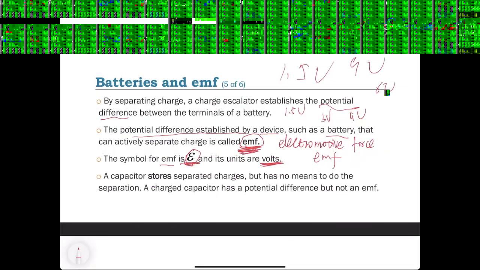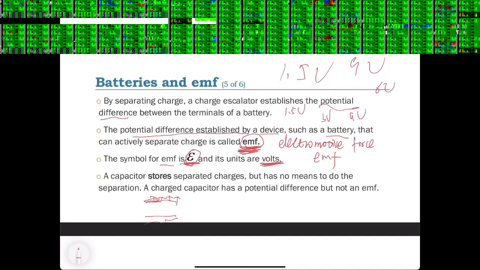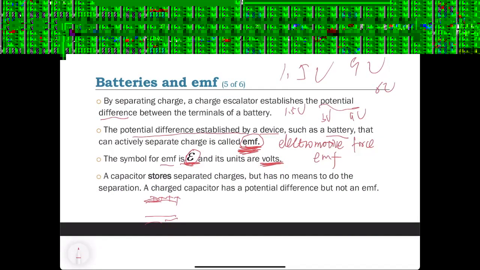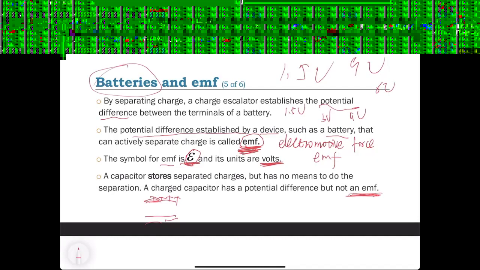The capacitor stores separated charges, but has no means to do the separation. The capacitor just stores the charges, negative, positive, positive, negative, but it has no means to do the separation. A charged capacitor has a potential difference, but not an EMF. The EMF is specific to batteries. Okay, the rating of a battery, such as 1.5 volt, is the battery's EMF.